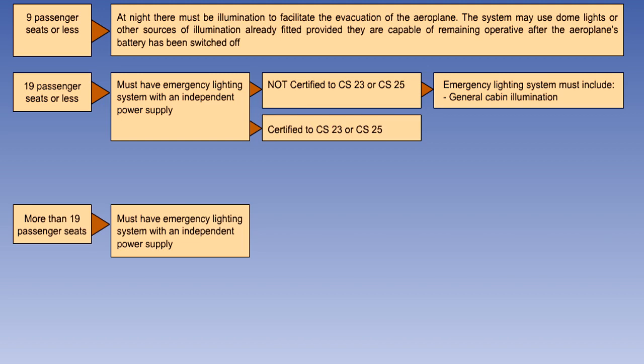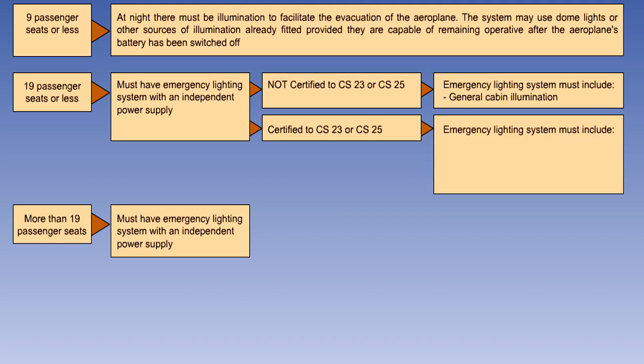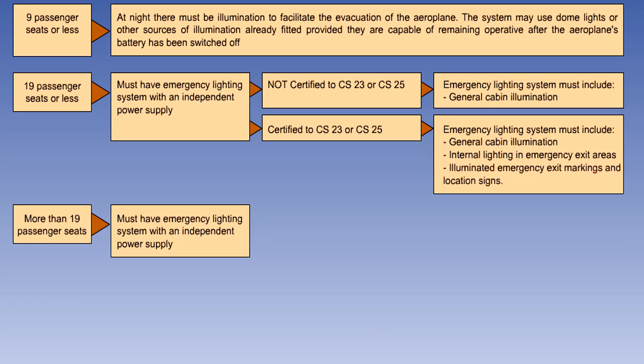For aeroplanes with an approved passenger configuration of 19 seats or less, but more than 9, which are certified to EASA CS23 or CS25, the independent emergency lighting system must include general cabin illumination, internal lighting in emergency exit areas, and illuminated emergency exit markings and location signs.